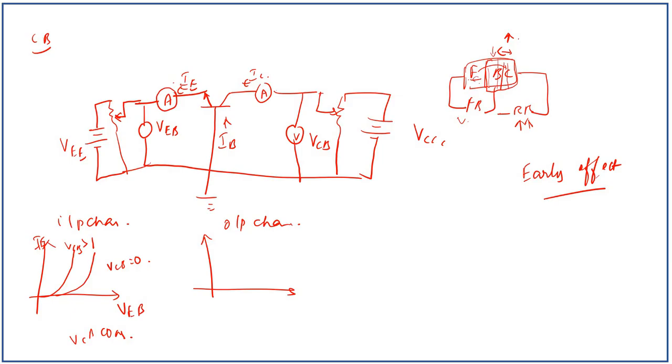The electrons here, less recombination happens in the base and we get a base current IB, and most of the remaining 95% electrons go to the collector side and we get the collector current IC. This is what happens in a transistor.